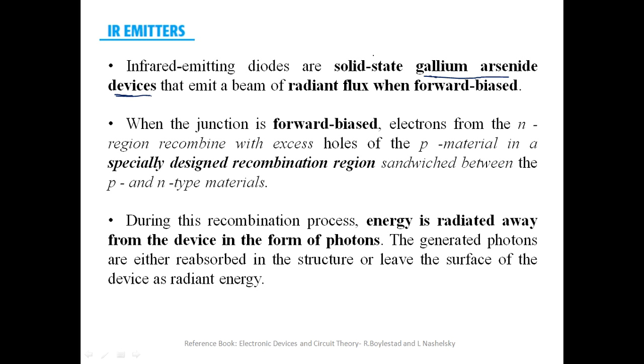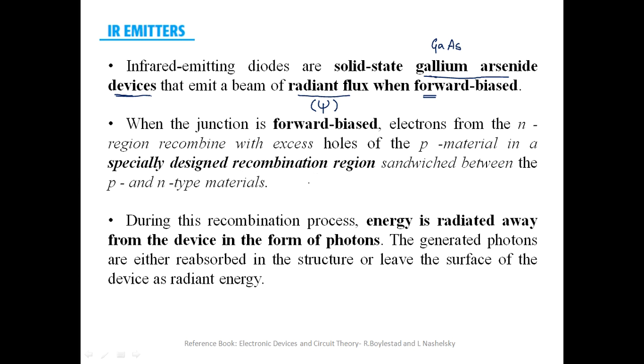The point to be remembered here is that IR emitters are usually made of gallium arsenide material that emits a beam of radiant flux. Radiant flux we usually denote by the symbol psi. It is nothing but the strength of the light being emitted, the luminosity. When the junction is forward biased, the electrons from the N region combine with excess holes of the P material in a specially designed recombination region sandwiched between P and N type materials.